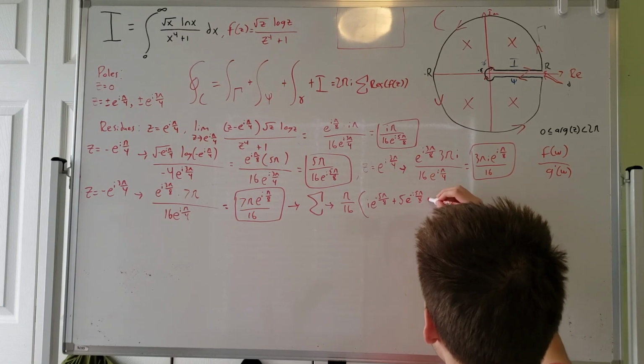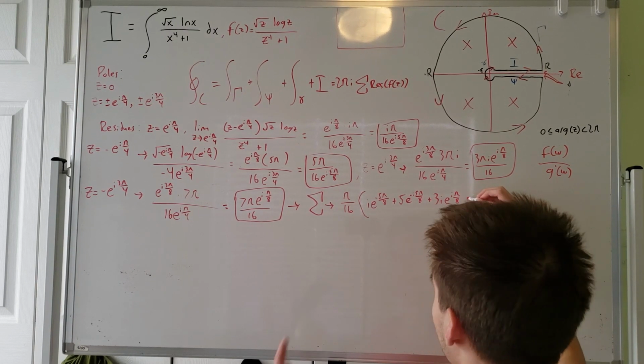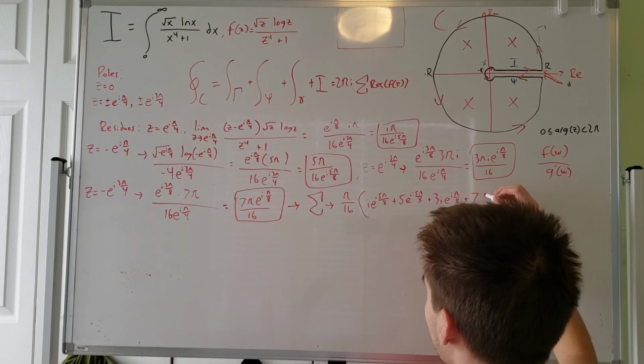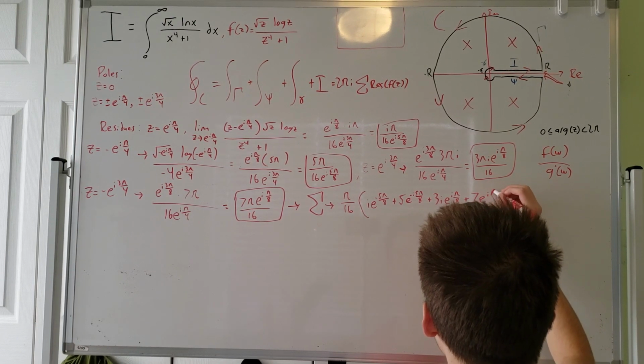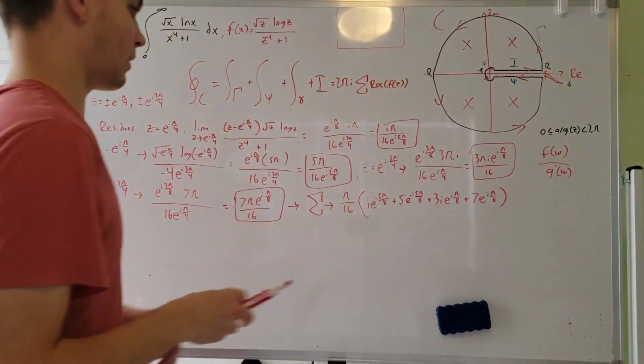Then this one, we're just going to have plus 3i e to the i pi over 8. And then this one, we're just going to have plus 7 e to the i pi over 8. Okay, so that's the sum of our residues.